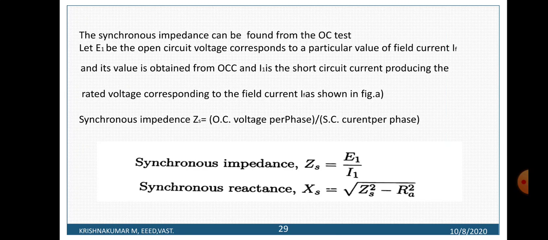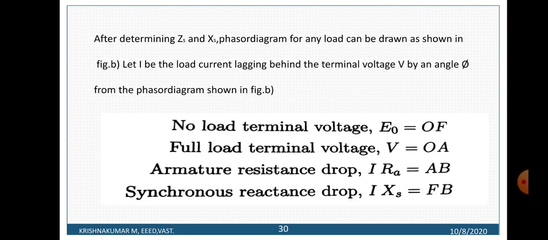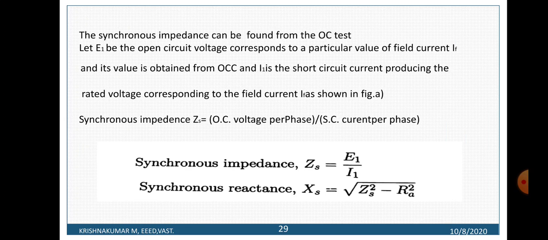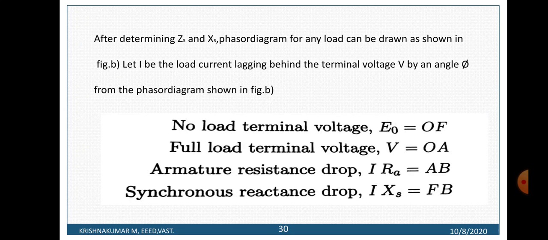Then synchronous reactance XS is equal to root of ZS squared minus RA squared. After determining ZS and XS, RA means armature resistance. We can experimentally measure the value of RA. Thus we are getting synchronous reactance XS is equal to root of ZS squared minus RA squared.